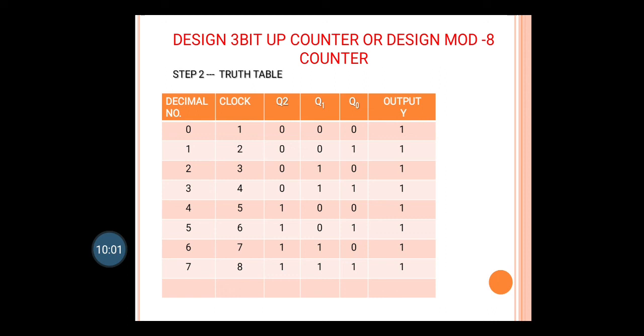Then next is the truth table. As there are three flip-flops, the outputs are named Q2, Q1, Q0. The sequence is important, you cannot write it any way. So Q2 first, then Q1, then Q0. Then the clock and the output. Since we need 8 clock pulses, the output will be 1 for all 8 clock pulses, from 1 to 8.